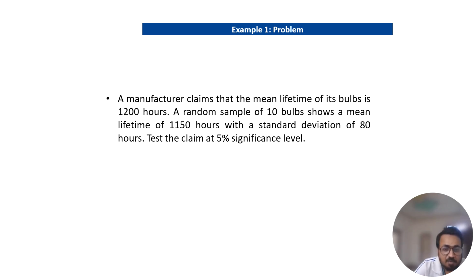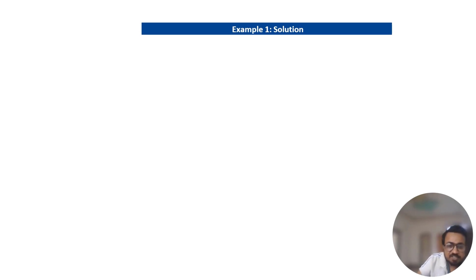Okay, here the claim is what? The claim is equal to 1200. As we have already discussed, if the claim is given with equality, in that situation the problem will be a two-tailed test, right? So now we will solve this problem step by step. Okay. So first what things have to be done?